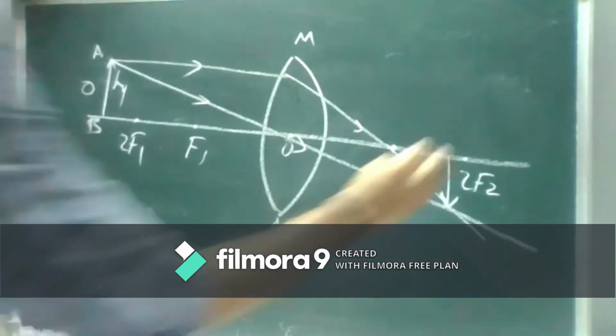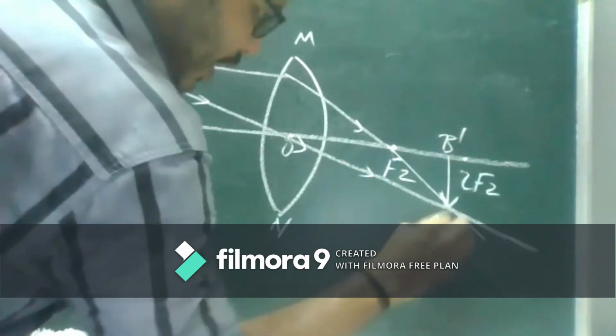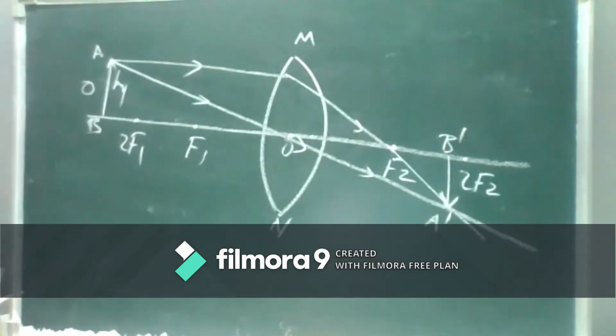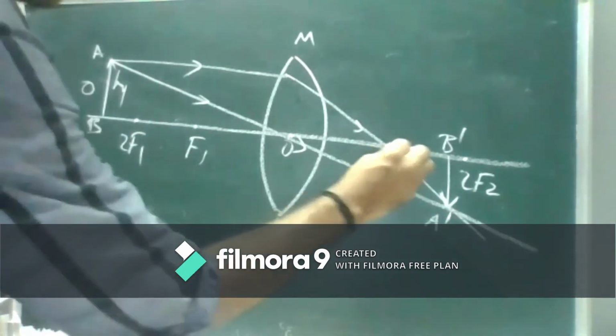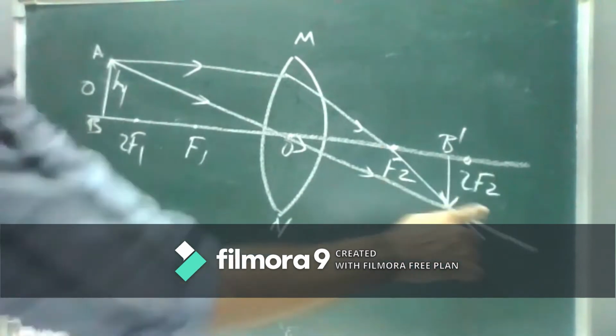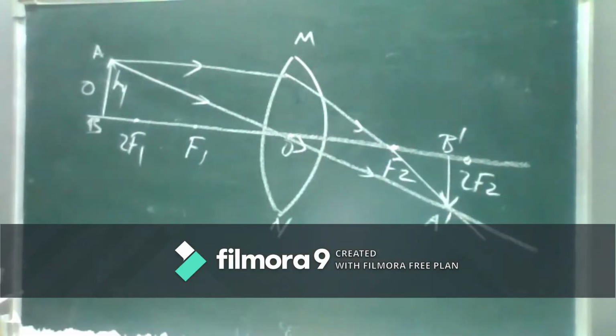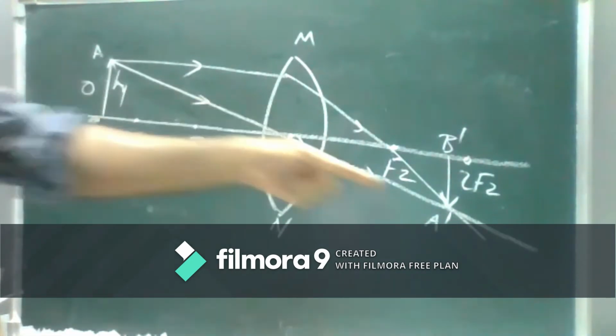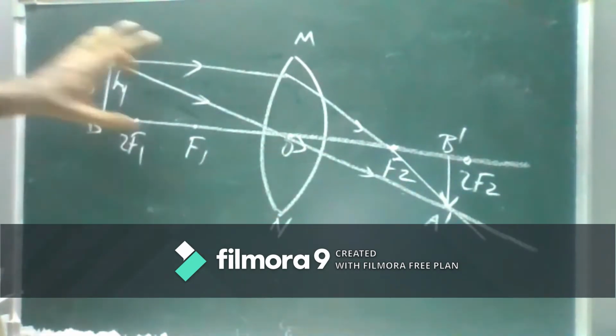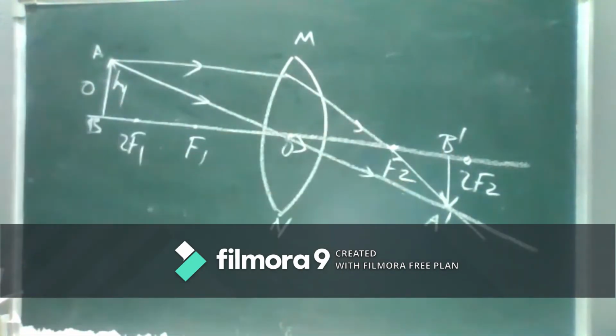I'm calling these B dash and A dash. As I said at the start, the object position is beyond 2F1 and the image position is between F2 and 2F2. The image is formed between F2 and 2F2 because of the two rays: one ray parallel to the principal axis, and another crossing the center as a reference line. Where these two meet is your image formation.